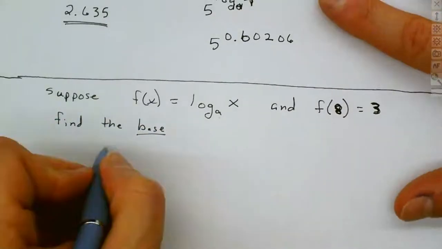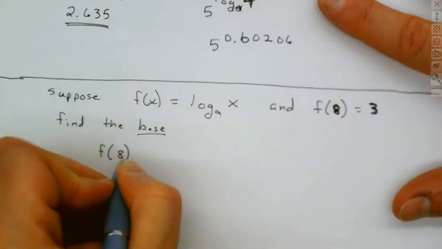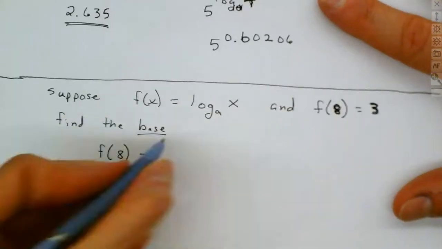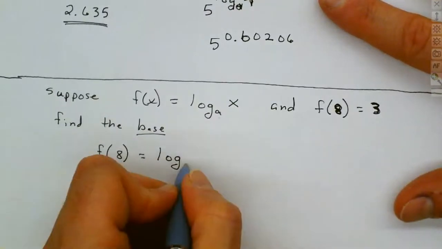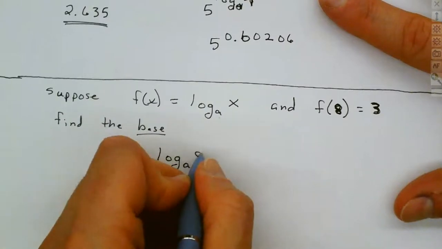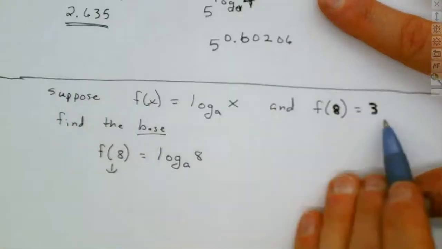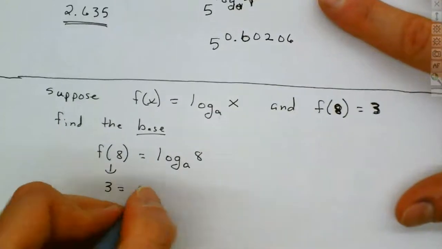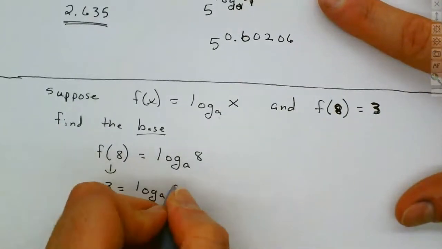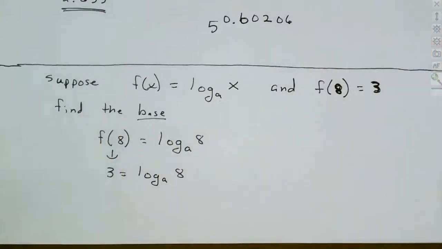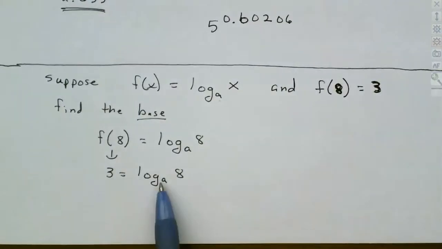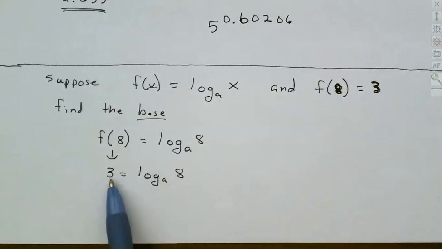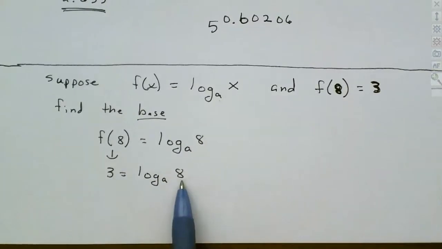Now, if I rewrite this, we've got f of 8, okay, and if I plug my values in, that's going to be log base a, unknown, of 8, right? And we know that f of 8 is what? What's it given to be? 3. Now, what is my a going to be? How would I find the a? Well, you have different ways of finding it. One way is to just look at this. What number raised to the third power is going to give you the 8?